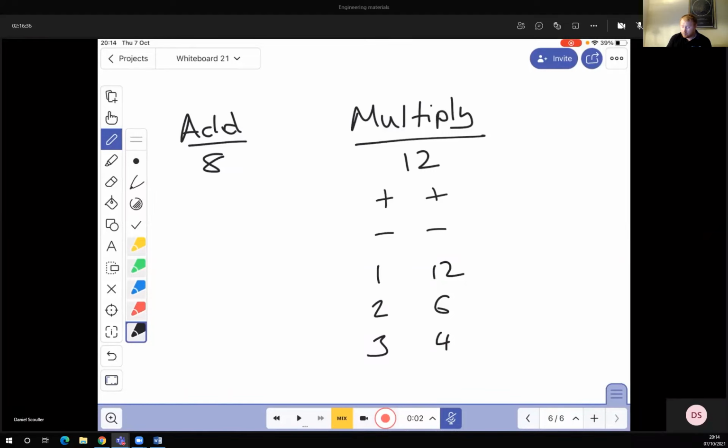Now we are looking through those pairs for the pair of numbers that add together to make 8. 1 and 12 doesn't, 2 and 6 does. Boom, those are the numbers that we're after. So they multiply together to make positive 12, and add together to make positive 8.